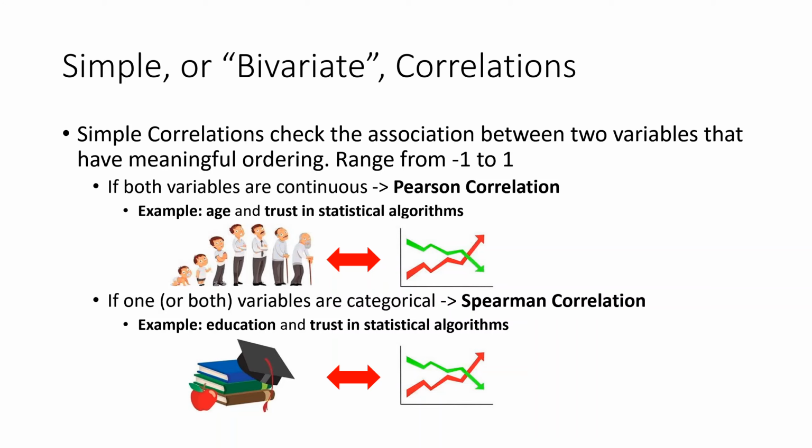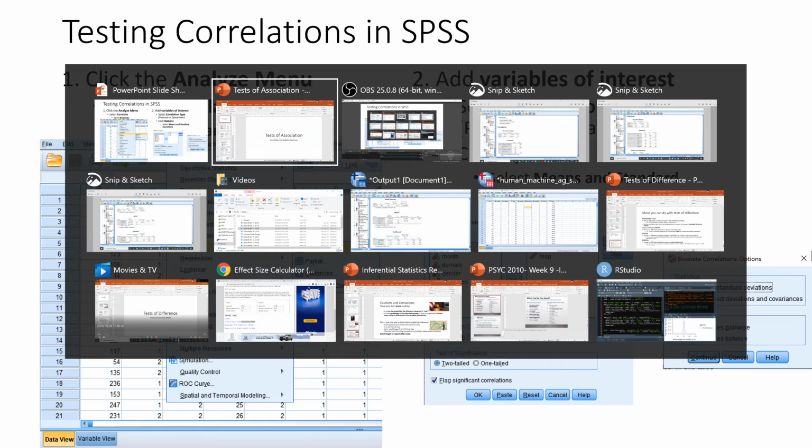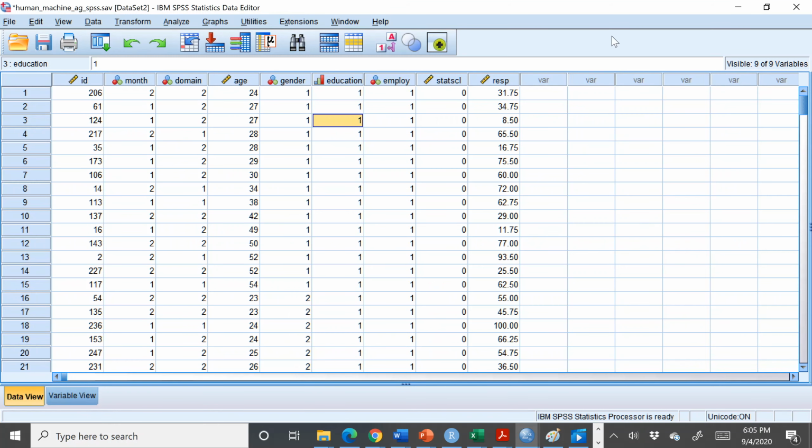Another example might be education and trust in statistical algorithms. And in this case, education is a categorical variable that has meaningful ordering. It's not continuous, and therefore we would use the Spearman correlation. So let's switch over to the SPSS window and take a look at how to do correlations.